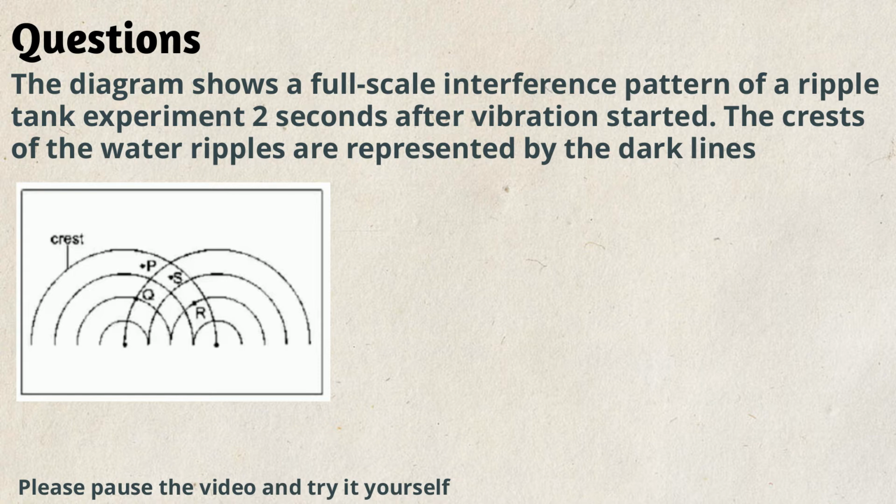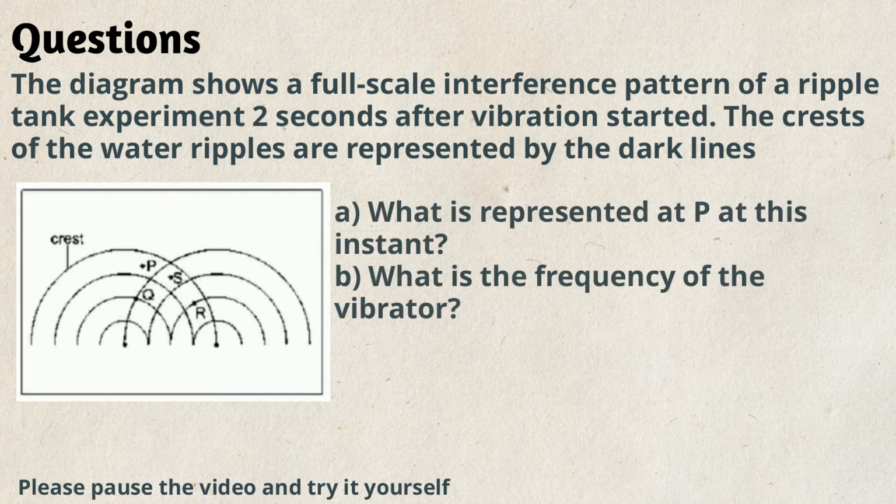The diagram shows a full-scale interference pattern of a ripple tank experiment 2 seconds after vibration started. The crests of the water ripples are represented by the dark lines. Given this information, what is represented at P at this instant? And what is the frequency of the vibrator? Please pause the video and try this yourself.